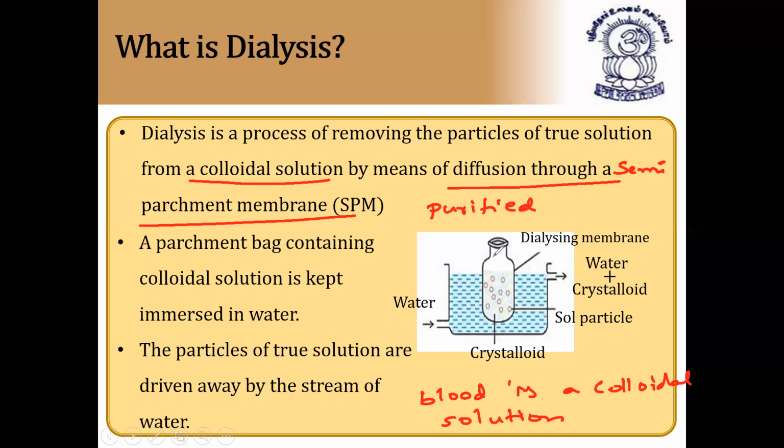Here also, this is called the dialysing membrane, or parchment bag. This parchment bag contains the colloidal solution, that is, blood particles, along with other impurities. The true solution particles are kept immersed in water and are driven away by the stream of water, and then the blood is purified. Next, you just see here.